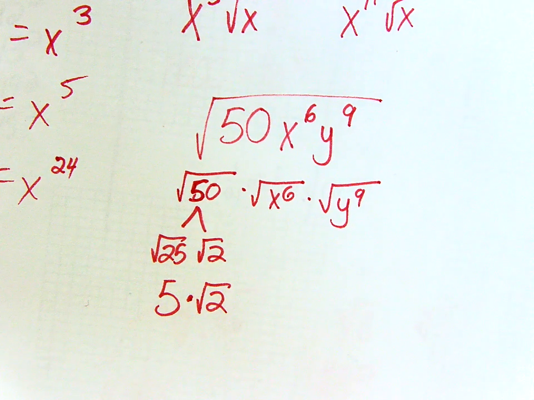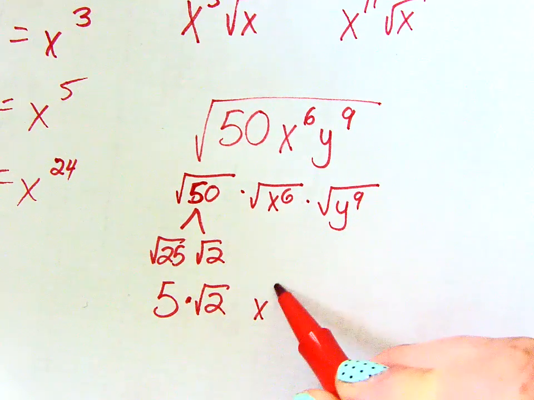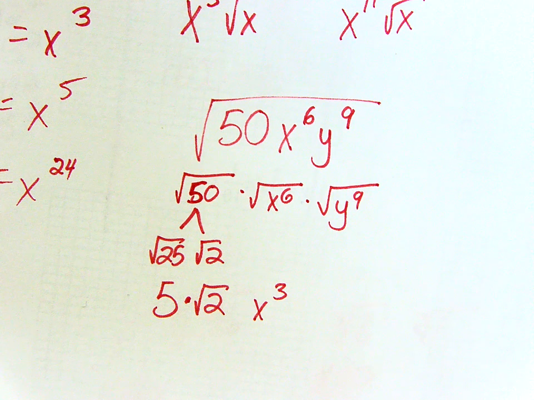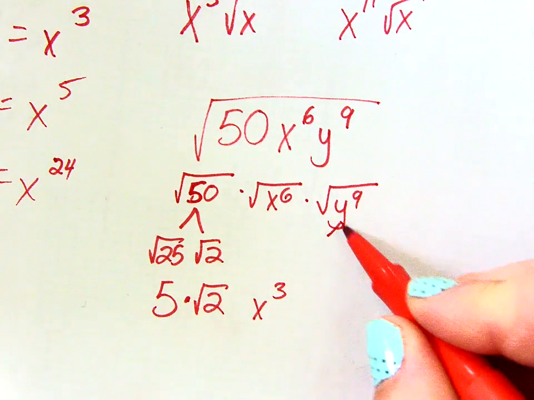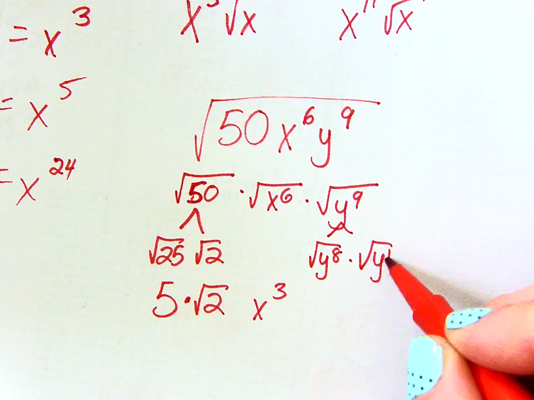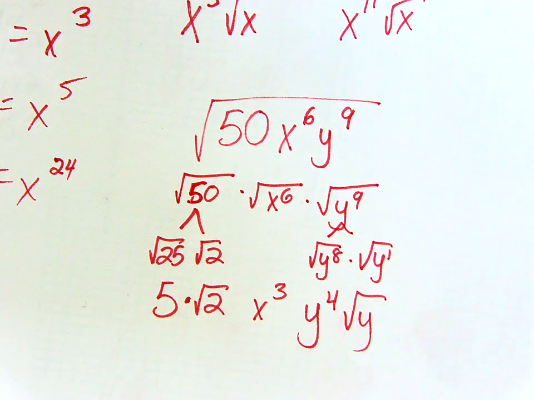The square root of x to the 6th, what is that? It's just x to the 3rd. And then the square root of y to the 9th. Don't get caught up here. It's not y to the 3rd. Right, you have to split that up. I have to go down to y to the 8th and y to the 1st. The square root of y to the 8th is y to the 4th times the square root of y.